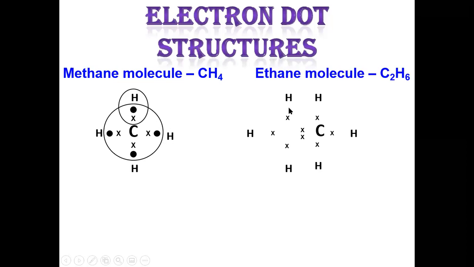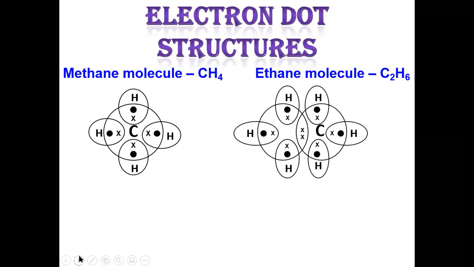Now, the other example is ethane, ANE. ANE means single bonding is there. The molecular formula of ethane is C2H6. Here also, hydrogen and carbon will share a single pair of electrons. That's why single bonding is there, and we can represent this single bonding with the help of a single line.